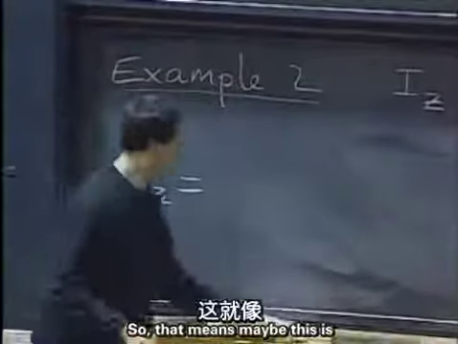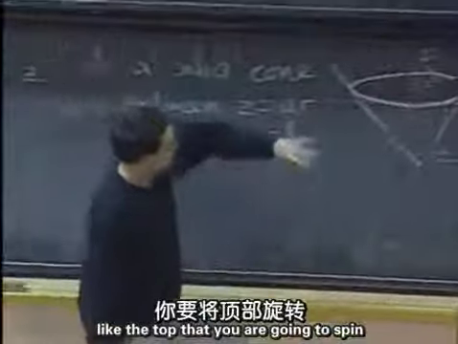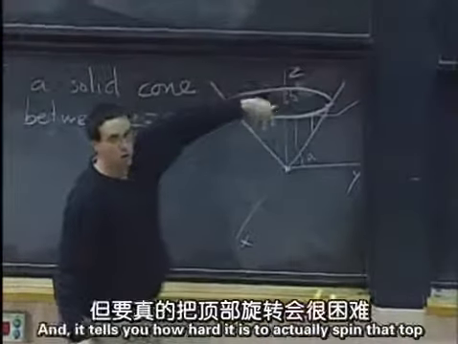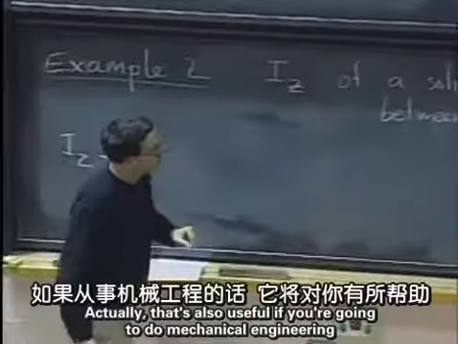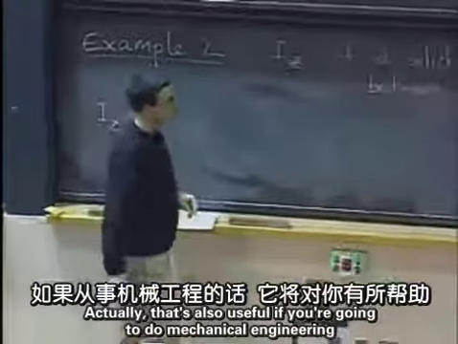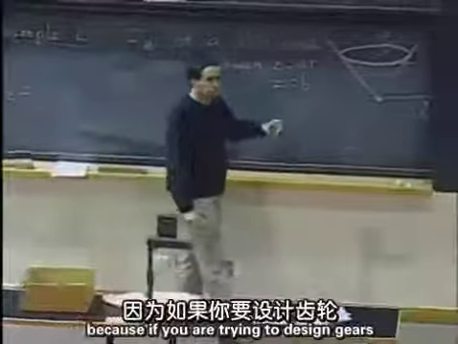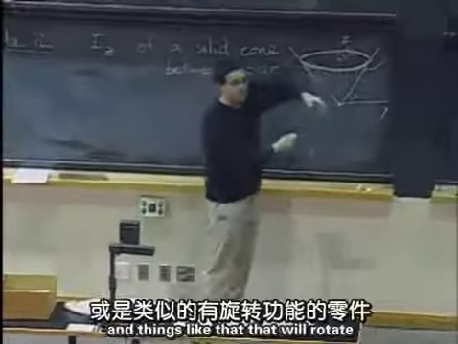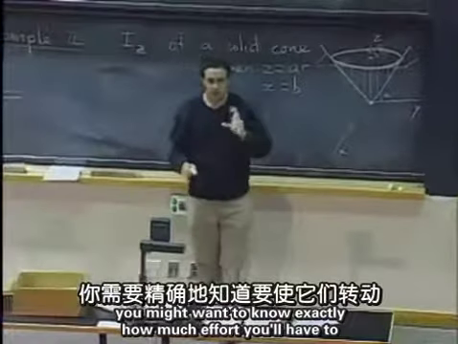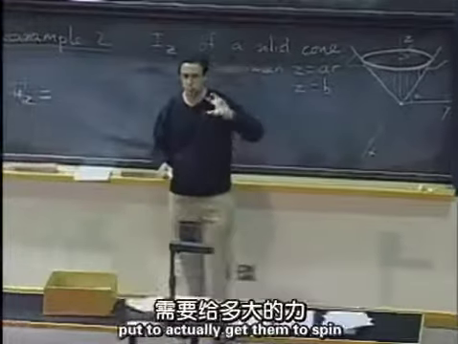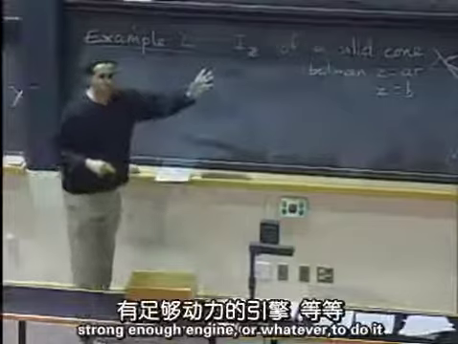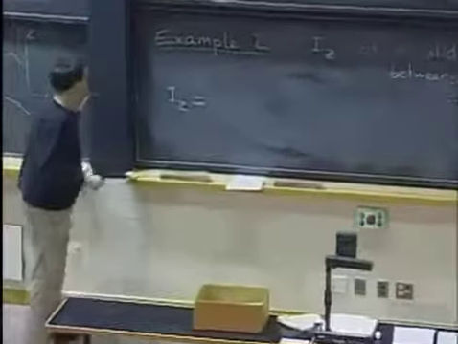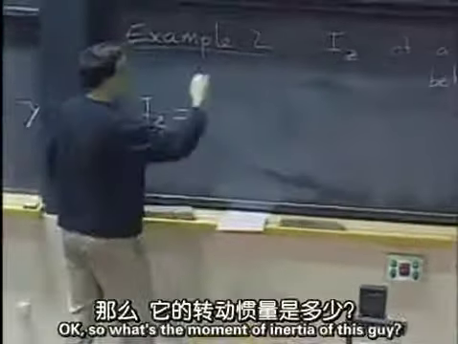Maybe this is like a top that you're going to spin, and it tells you how hard it is to actually spin that top. That's also useful if you're going to do mechanical engineering, because if you're trying to design gears and things like that that will rotate, you might want to know exactly how much effort you'll have to put in to actually get them to spin, and whether you're going to have a strong enough engine to do it. So what's the moment of inertia of this guy?